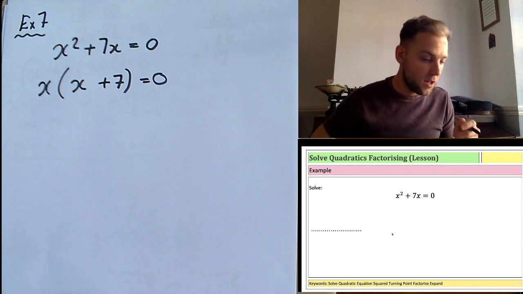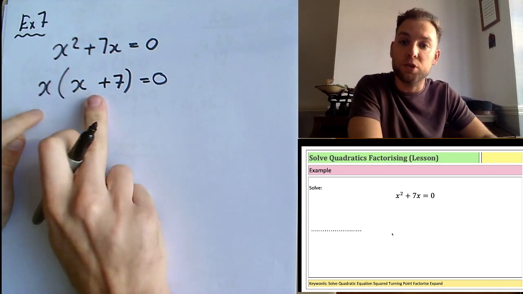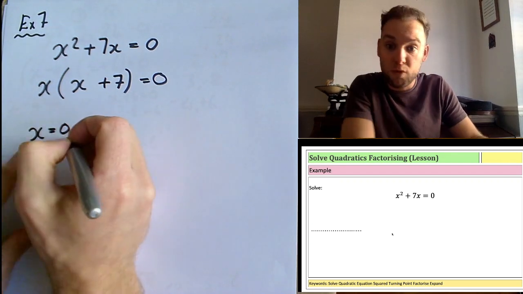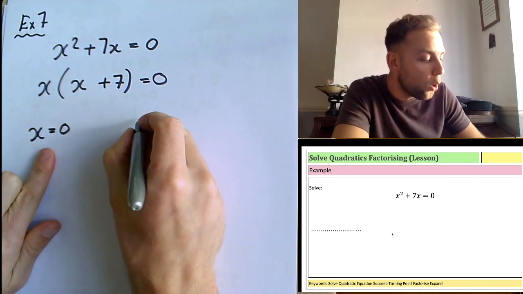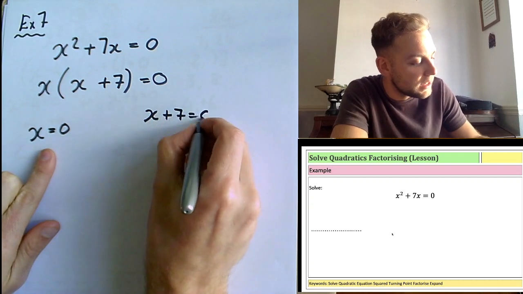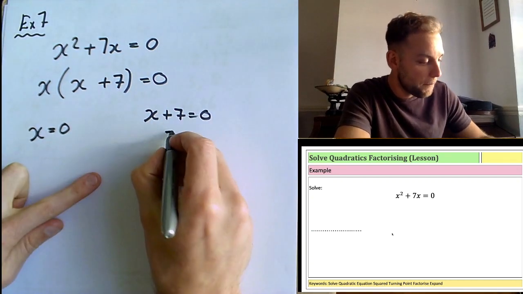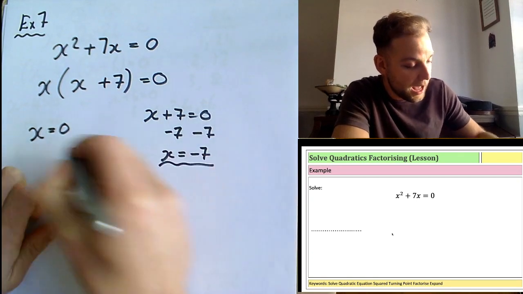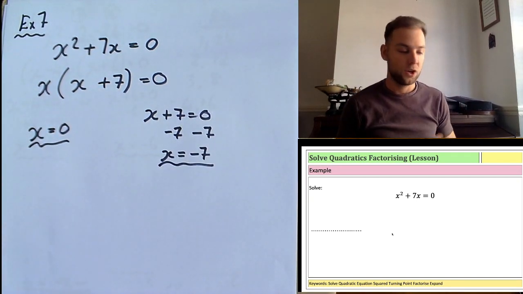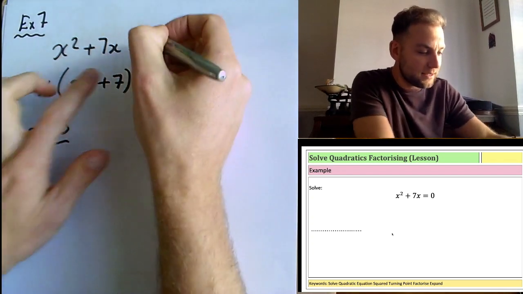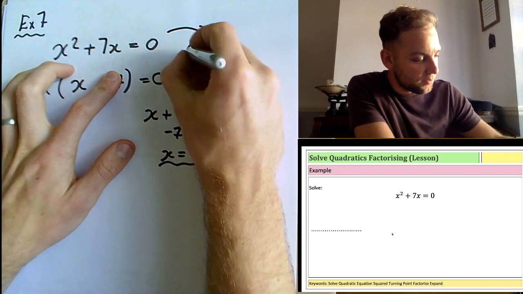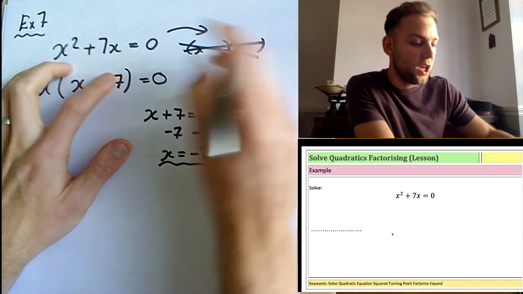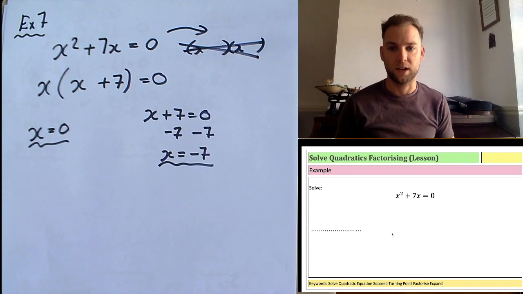So then, I've got two things which multiply together to make 0. So either my first one is equal to 0. Actually, that's a solution. That's done. Or my second one is equal to 0. So minus 7, x is equal to negative 7. And they're my two answers. I'm done. I always see people writing the brackets first like this. But actually, there's not two brackets here. There's only one bracket. Okay?